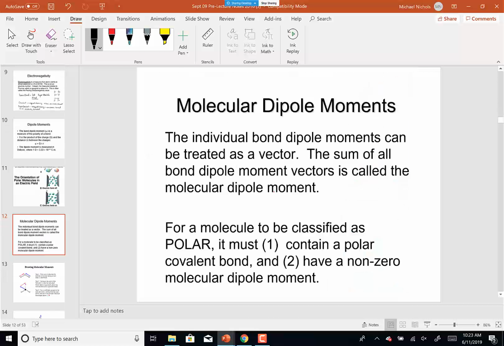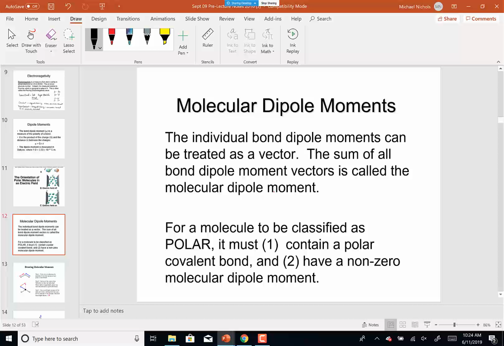Which gets us to molecular moments, or molecular dipoles. So how do we determine a molecular dipole? How do we determine if a molecule is polar or not? Well, if a molecule is polar, it has to have both of these conditions. It has to contain a polar covalent bond. So how did we define a polar covalent bond? Two elements that are different.